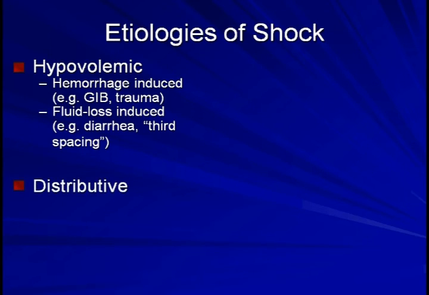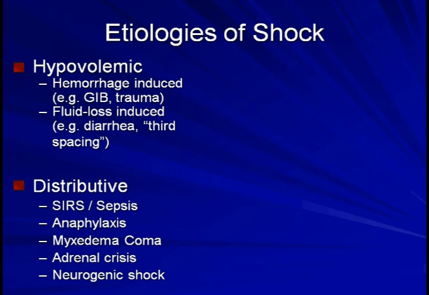There are essentially 5 distinct causes of distributive shock. They are sepsis, anaphylaxis, myxedema coma from profound hypothyroidism, adrenal crisis, and neurogenic shock from acute spinal cord transection. Some people have advocated taking myxedema and adrenal crisis out of this category and forming a separate subtype for endocrine shock, but this has not caught on widely yet.